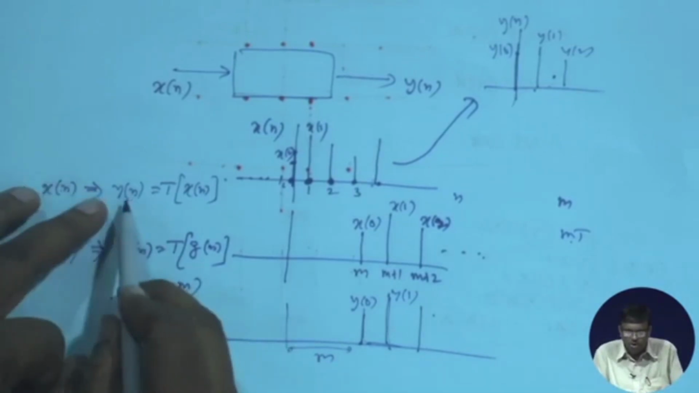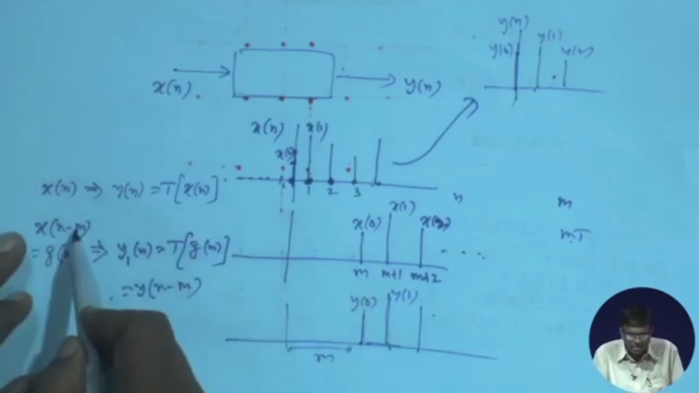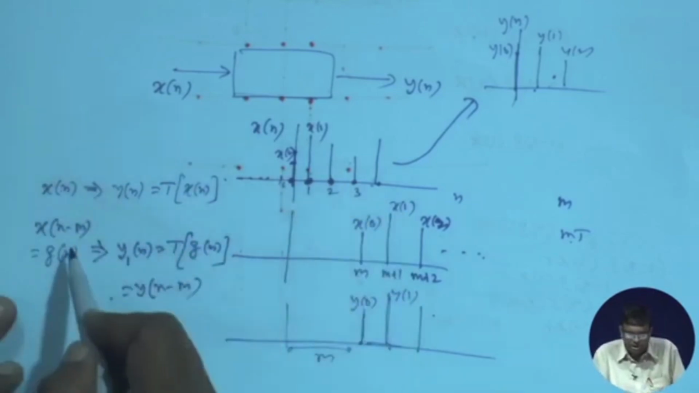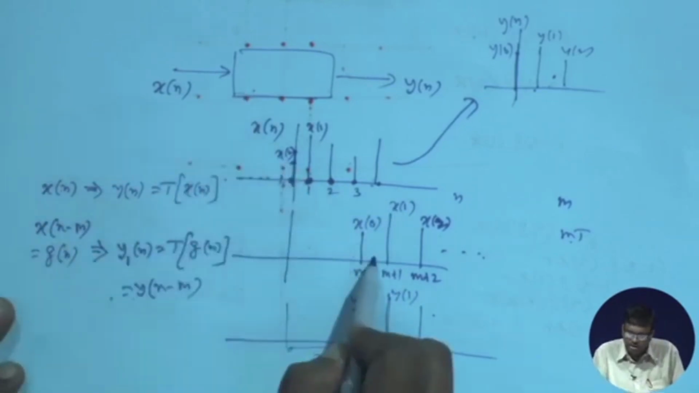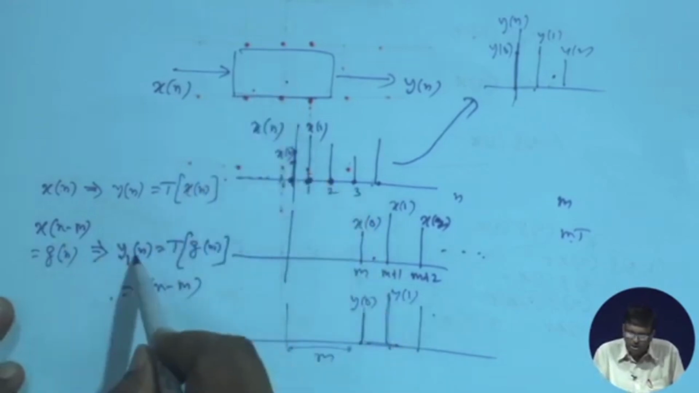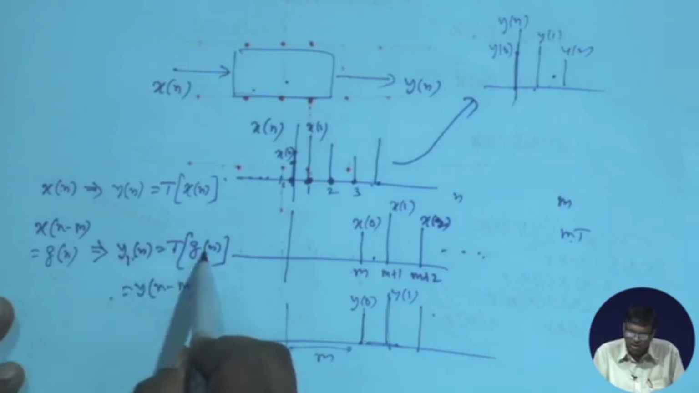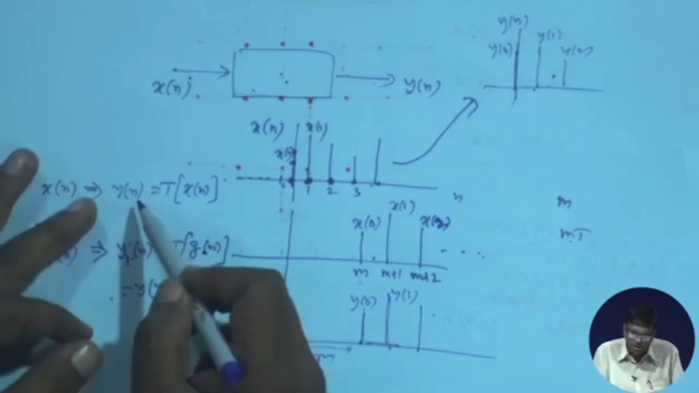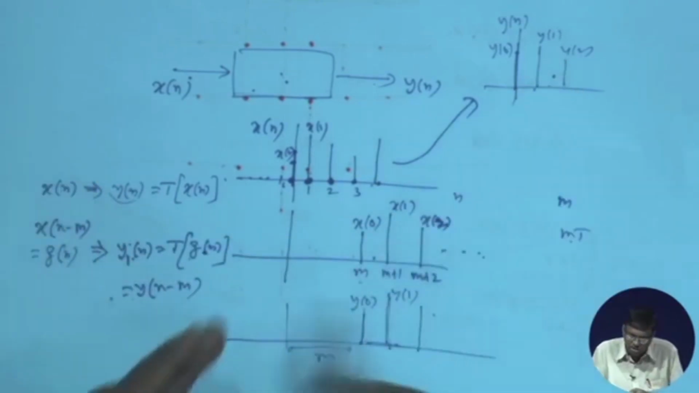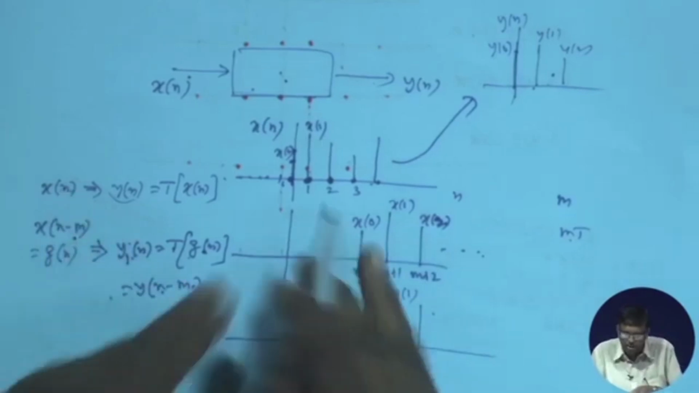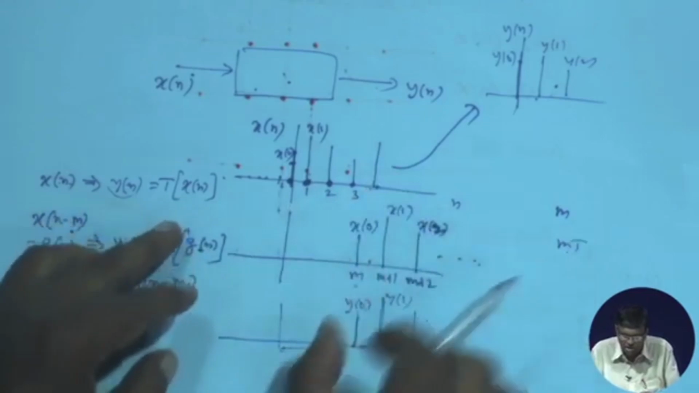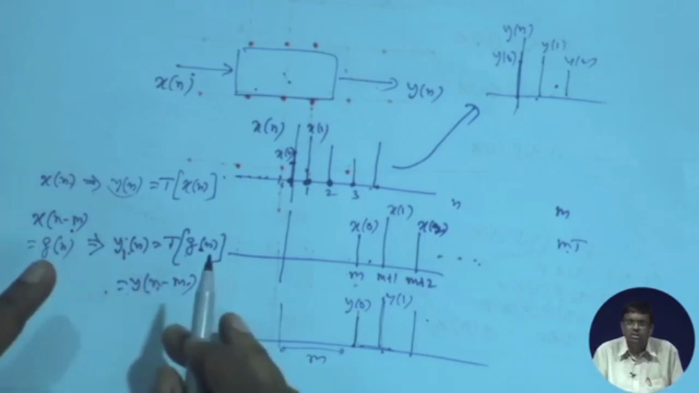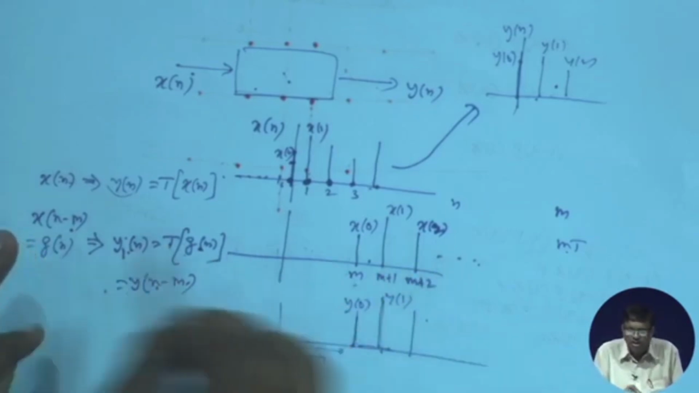That is, I give x n, got y n. I now delay or shift x n, and the shift can be positive or negative. The shifted version I give a new name, g n, and I give that as input. The corresponding output y 1 n, that is T working on g n, should be nothing but the old output, delayed by the same amount. If input is shifted by m, output is also shifted by the same amount m. If this happens, then I say the system is shift invariant. If it is coming from a time signal, I also call it time invariant.